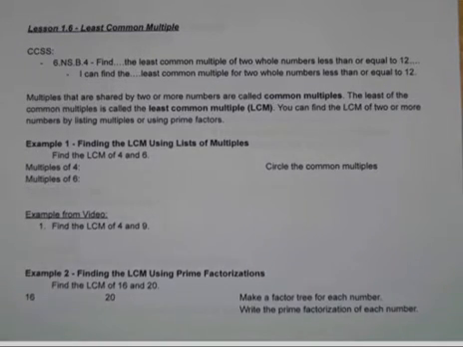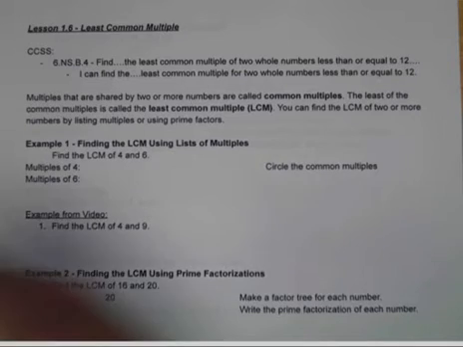Alright, multiples that are shared by two or more numbers are called common multiples. Multiples of a number are, for example, if we were to count by twos, 2, 4, 6, 8, 10, those are all multiples of 2, because 2 goes in there multiple times, more than once. So just like the greatest common factor, we can also find the least common multiple, which is a common multiple, and it is the smallest one between two numbers. We're going to abbreviate that as LCM.